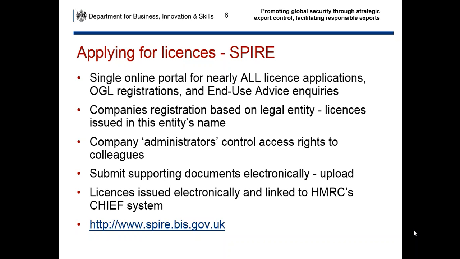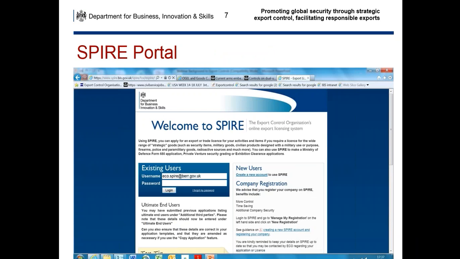For multiple users within your organisation, you need to decide who will initiate the registration. We recognise that you may be exporting items from more than one of your sites, and you can list all company sites using the one Companies House registration. Next slide, please.